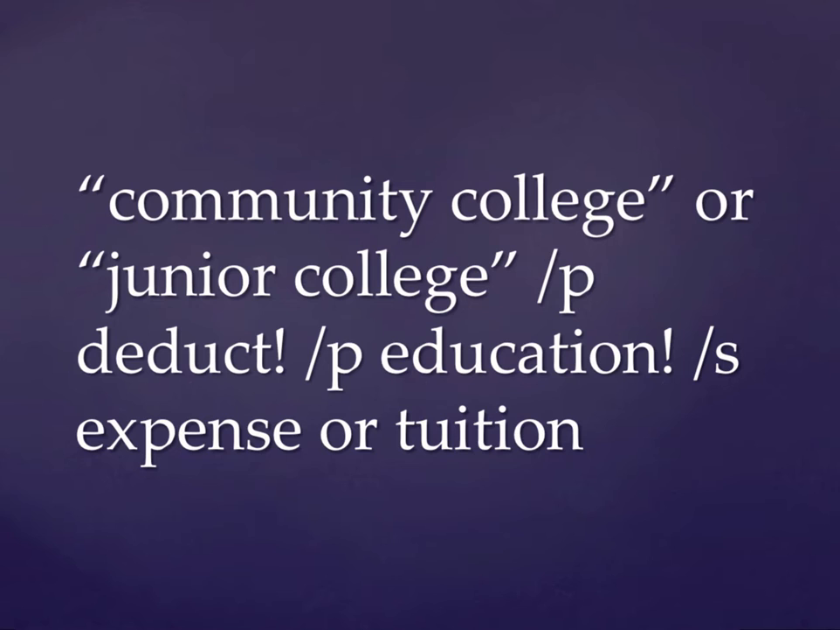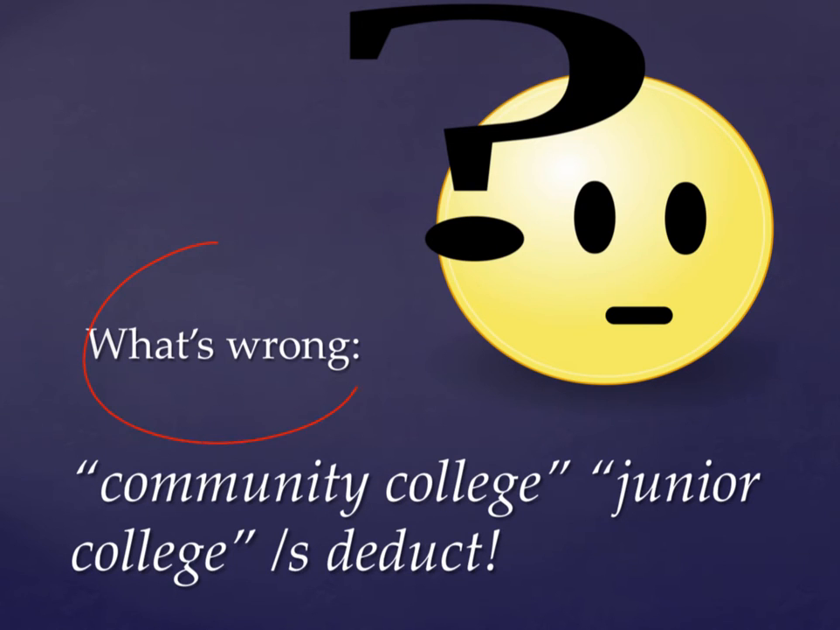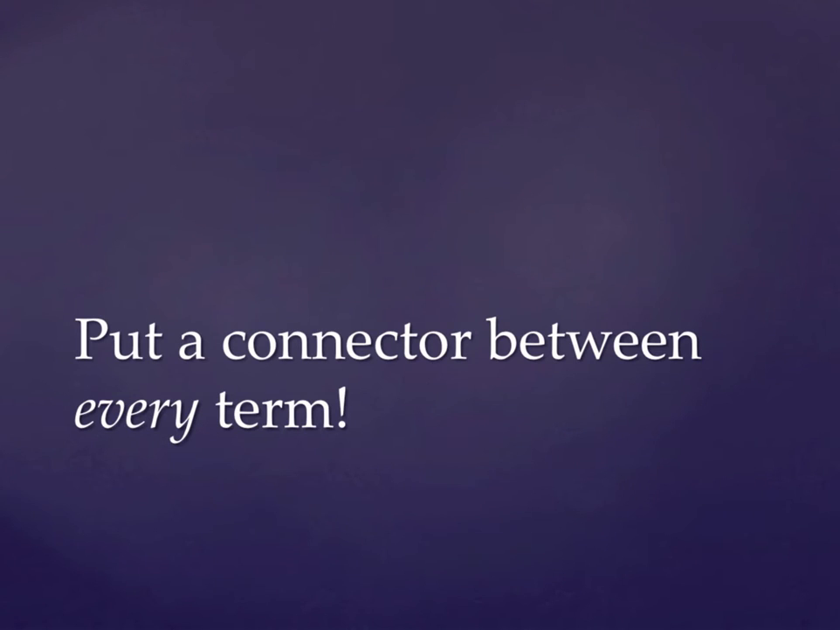Now that we've gotten through all of the connectors, I want to briefly mention just a few tips to keep in mind when you're using terms and connector searching. First, look at this search. Can you identify what's wrong with it? There is no connector between community college and junior college. Forgetting to use a connector is a common error and it will change your search. Remember, you must put a connector between every term in terms and connectors searching.